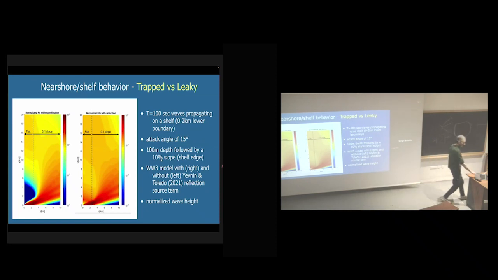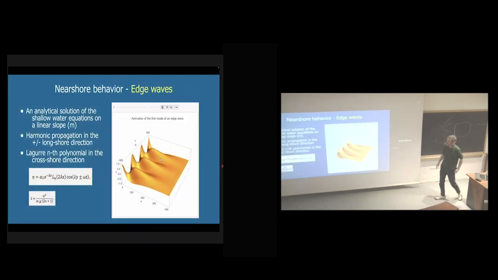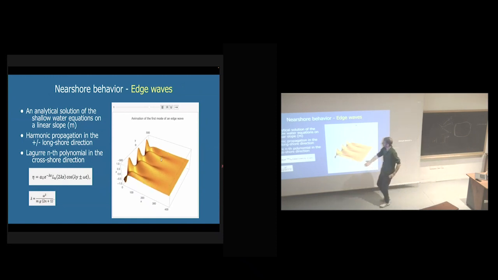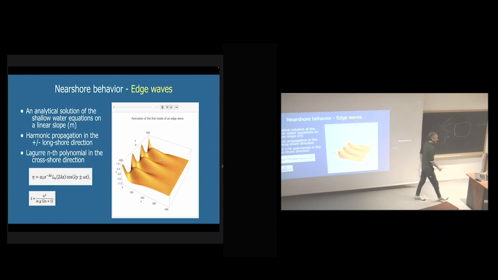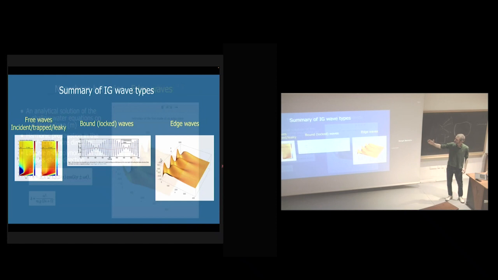So that's our free waves, and I encourage whoever is doing this to implement it. We implemented it for WaveWatch. So another type is an edge wave, another type of solution, just a wave propagating along the shore. It's a solution of the shallow water equations. So we have all these types of waves: free waves, trapped, incident, blocked, bounded, edge waves.